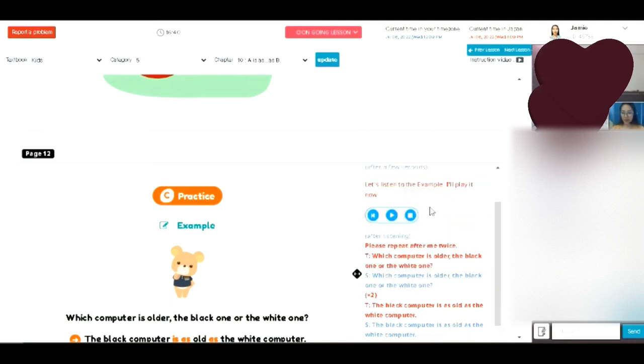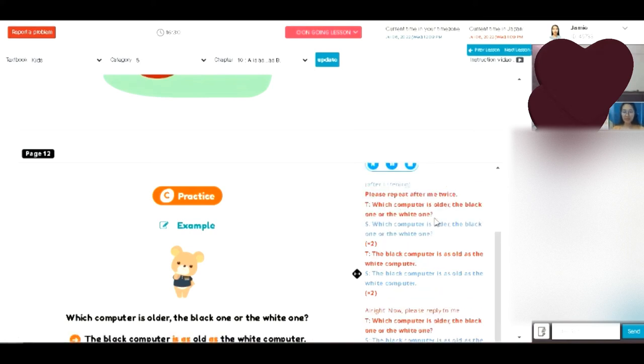Practice. Okay, so first let's listen to the example. Which computer is older, the black one or the white one? The black computer is as old as the white computer. Okay, so please repeat after me twice. Let's start. Which computer is older, the black one or the white one? The black computer is as old as the white computer.